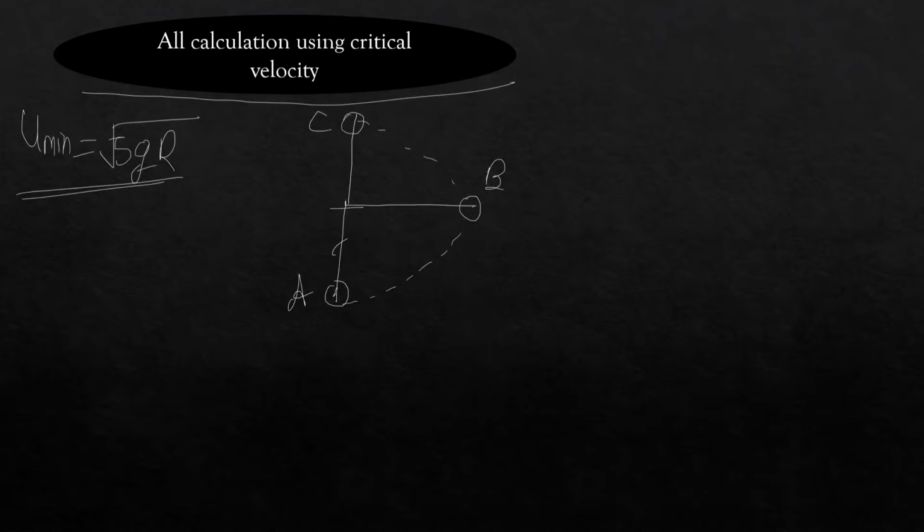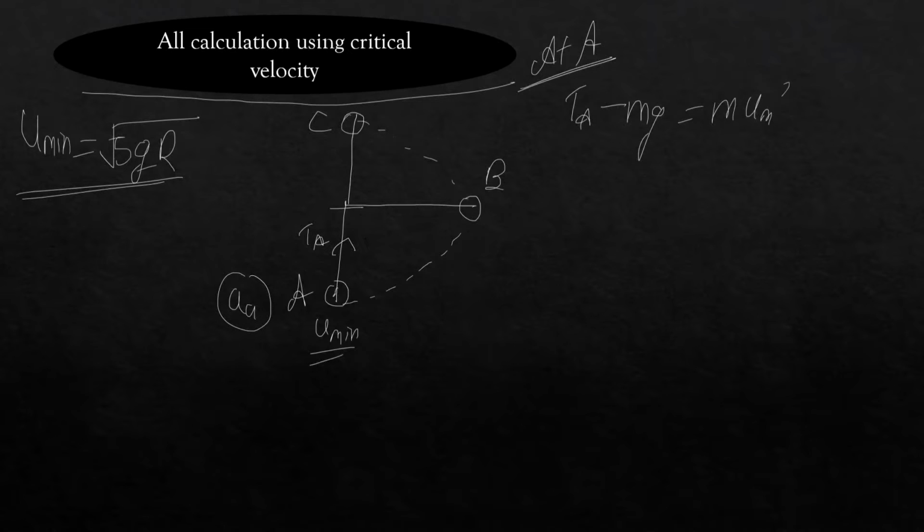So first we will find TA. What is TA? We know u minimum, and we also find the acceleration at A, that is TA as well as the acceleration at A. Just make the equation at A. So at A, TA minus mg is equal to m u minimum square upon r. We use tension minus mg, because tension is upward and mg is in the downward direction. So this equation we got.